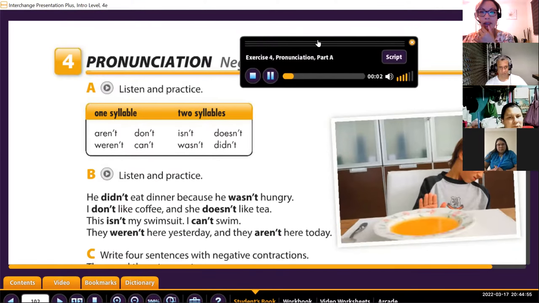Page 102, exercise 4, pronunciation. Negative contractions. Part A, listen and practice. One syllable. Aren't. Weren't. Don't. Can't. Two syllables. Isn't. Wasn't, doesn't, didn't.